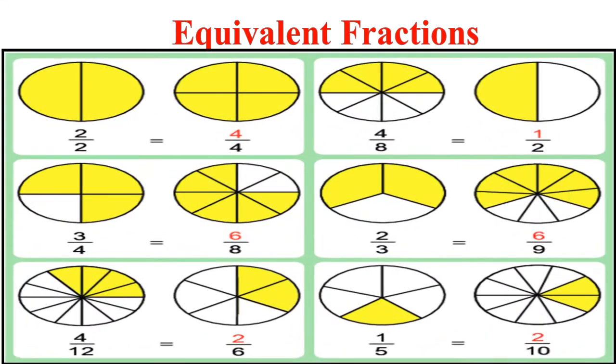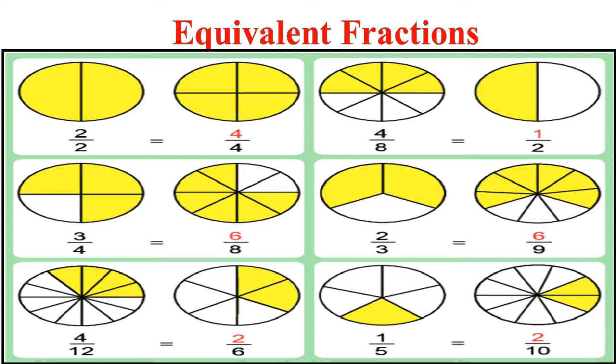Equivalent fractions. Look at this picture. The first picture has one circle divided into two parts, and the two parts are shaded. So we can represent it as the fraction 2 by 2. To represent it the other way, when you multiply the numerator and the denominator by 2, you get 4 by 4. So here we can draw the same circle divided into four parts, with four parts shaded. So these two fractions are equivalent.